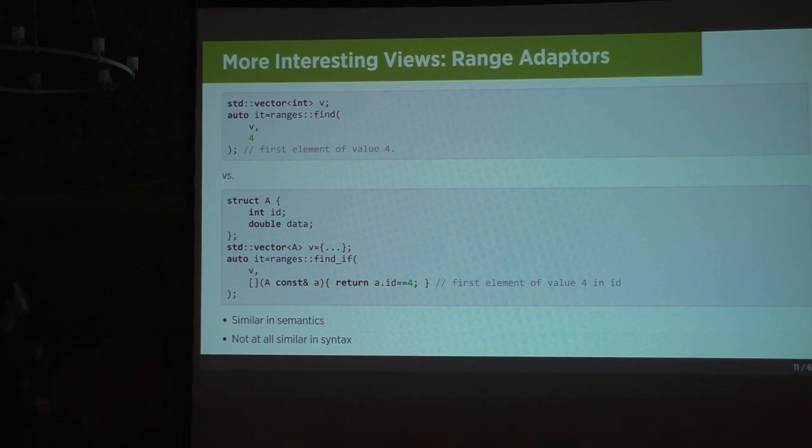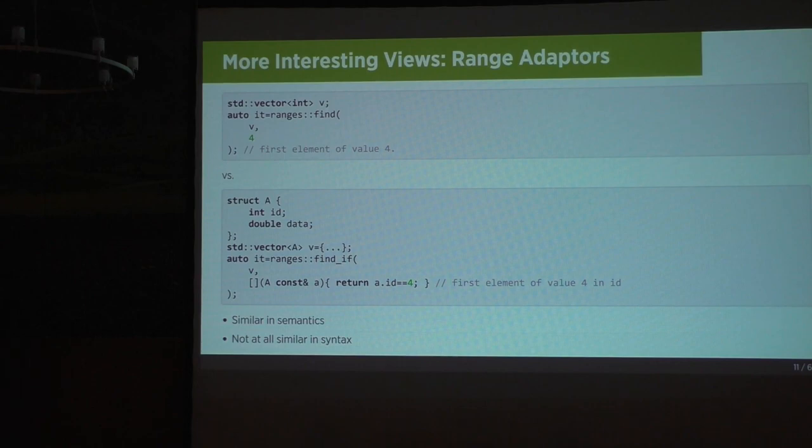So here is, first of all, the problem we are trying to solve. Say you have a ranges find that finds a 4 in a vector of ints. Okay, fair enough. Now, if you want to find a 4 in the ID field in a structure A down here, this looks actually very different. Up here, you can find ranges find B4. But down here, you have a find_if, you don't have a find, and you have a lambda that you pass in that does the comparison. And so the two things kind of do similar things, but you don't see that. The syntax is very different.